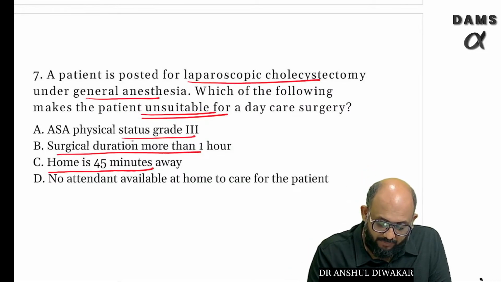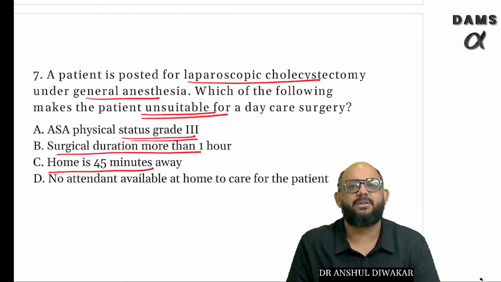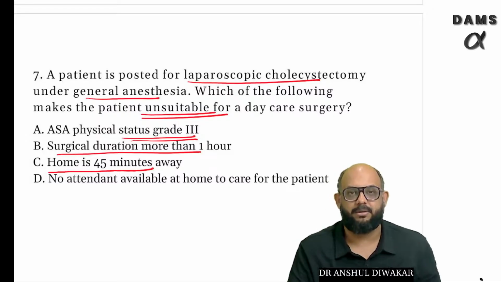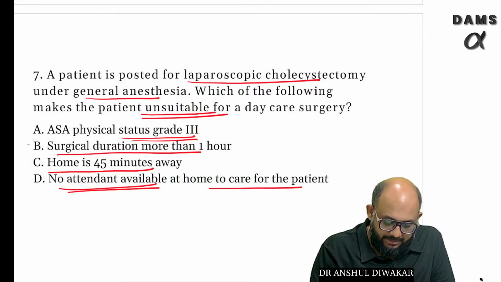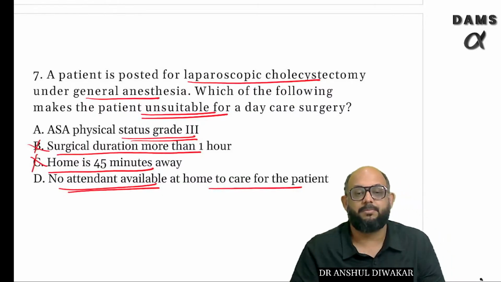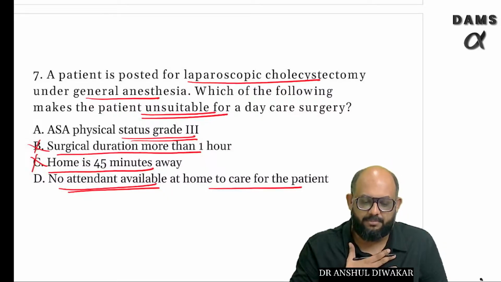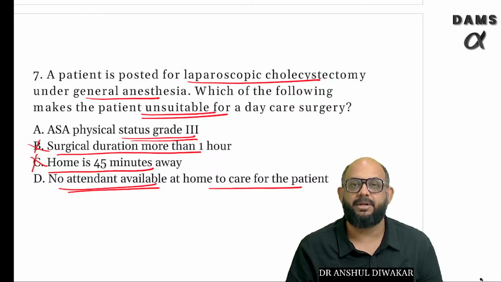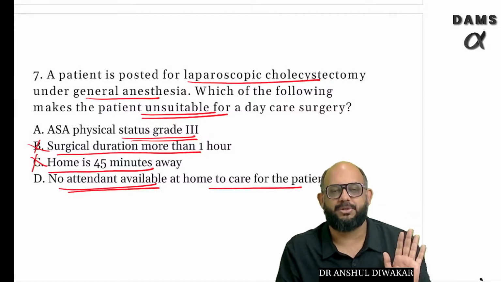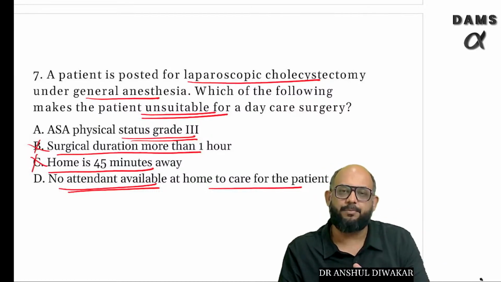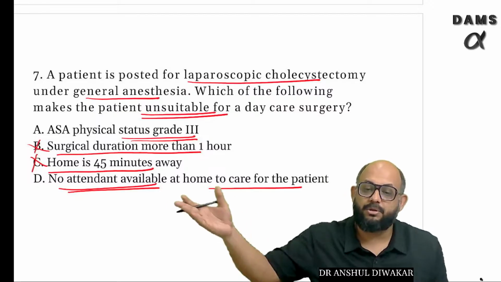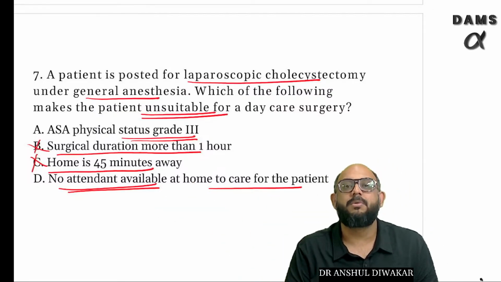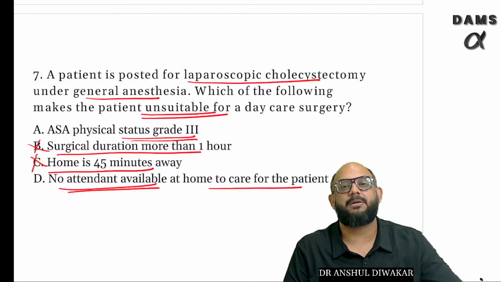Then ASA grade 3, which is kind of a no-brainer. You would have marked, of course, sir, ASA 3 is uncontrolled systemic comorbidity, right? But here is the catch. The fourth option is no attendant available at home to take care of the patient. People even accepted that, okay, sir, this is not possible. But most of you, including me, at the outset would always consider ASA 3, because daycare is always an elective procedure. So the idea is, if it is an elective procedure, why would I take an uncontrolled comorbidity? But then, if there is no attendant to take care of the patient at home, then in case of an emergency, who will get the patient back to the hospital?